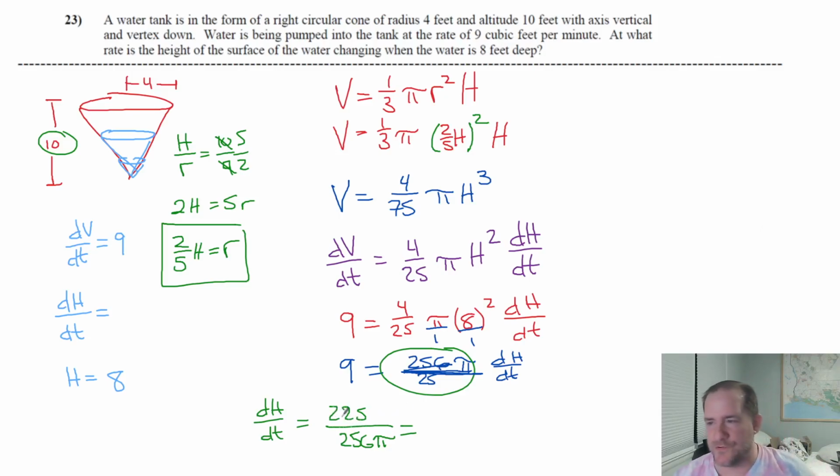So really our answer is 225 over 256 pi, which is giving 256 pi. Feels a whole heck of a lot like 0.280 technically. It's 0 point, oh man. Oh, good. 0.2797.